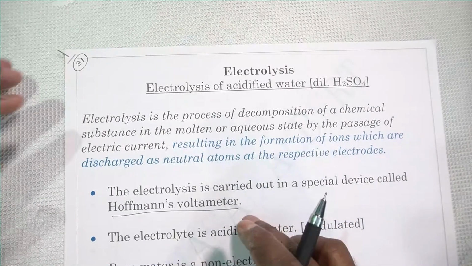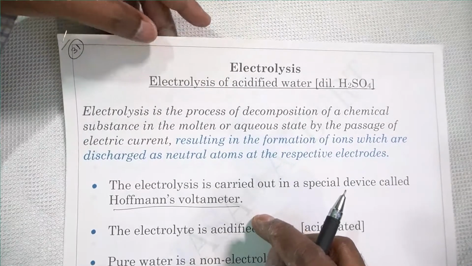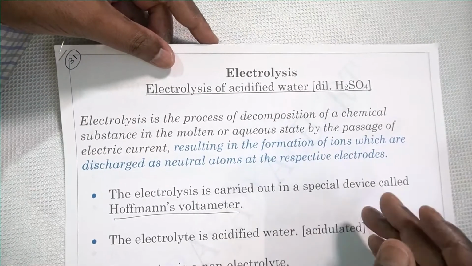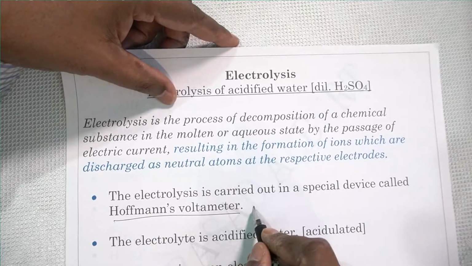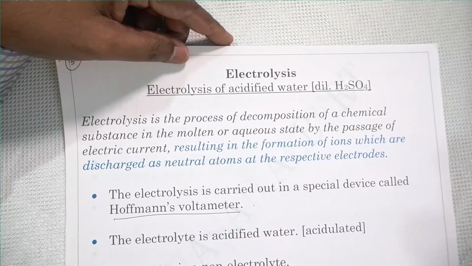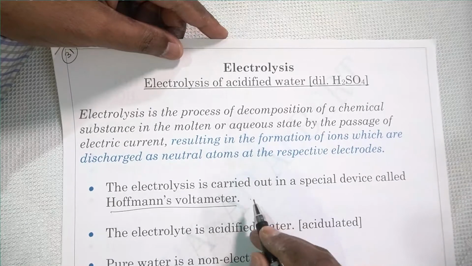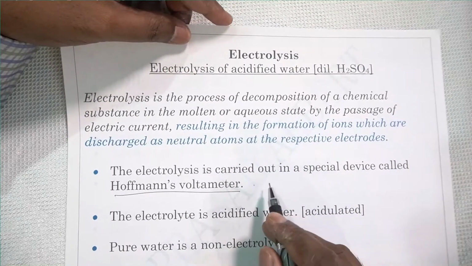See, it is very easy to devise this apparatus. We can improvise one, but still it will be called Hofmann's voltammeter. It will not be called by our name because he was the one who first devised this apparatus. Okay, so it is used for the electrolysis of acidified water.